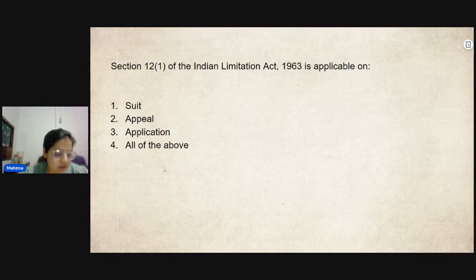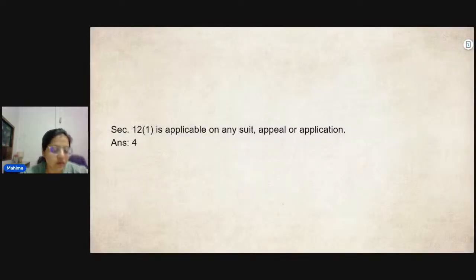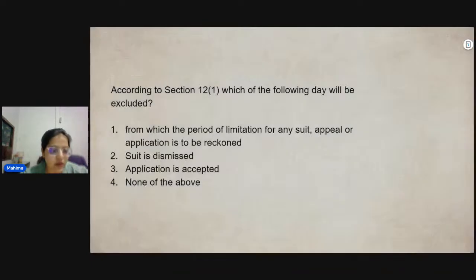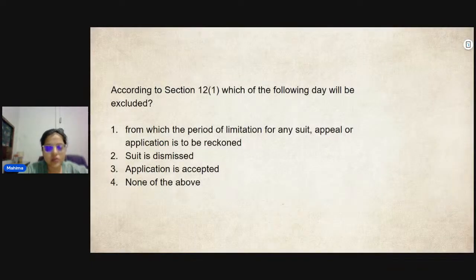Come on, guys. Yes, it is all of the above. It applies to all three things: suits, appeal, and application under Section 12, Clause 1. According to Section 12, Clause 1, which of the following days will be excluded from which the period of limitation to any suit, appeal, or application is to be reckoned: suit is dismissed, application is accepted, or none of the above.